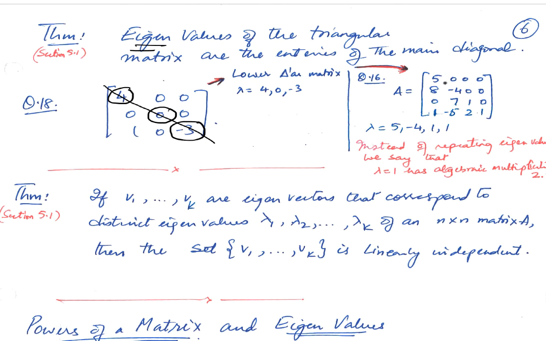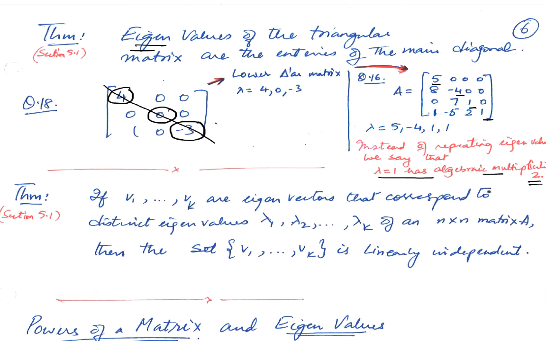Okay, let's look at this one. We have a 4 by 4 matrix, and clearly again it is a lower triangular matrix. That means the eigenvalues are 5, minus 4, 1, and 1. Now here, you see 1 and 1 being repeated. The proper way of saying it in matrix algebra is that lambda equal to 1 has algebraic multiplicity 2. We don't write 1 twice. We say it in this very proper way.